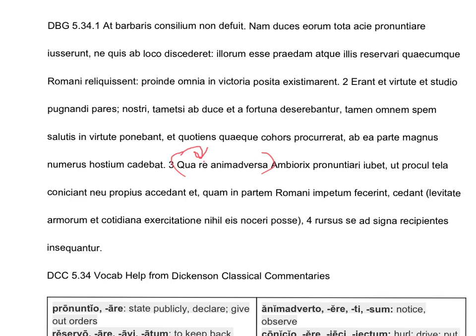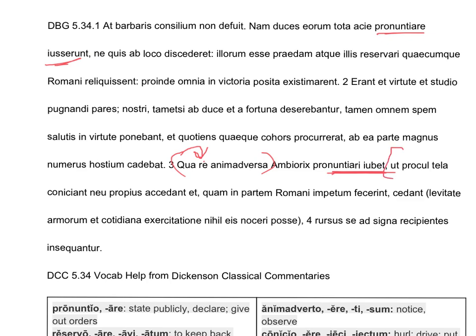So, Ambiorix, the leader of the Gauls, pronuntiari iubet. Well, by now, you should recognize this phrase, pronuntiari iubet. We've seen it here, and we also saw it, pronuntiari iusserunt, and the Romans also did that up in chapter 33. So, what did he order to be announced? And of course, you should also be used to the fact that every time you're ordering something to be announced, you usually get an indirect command.